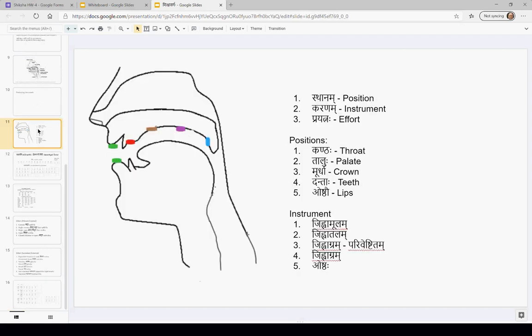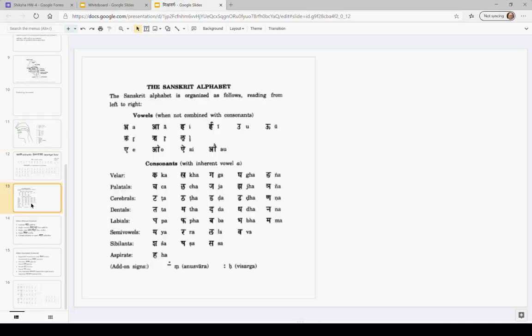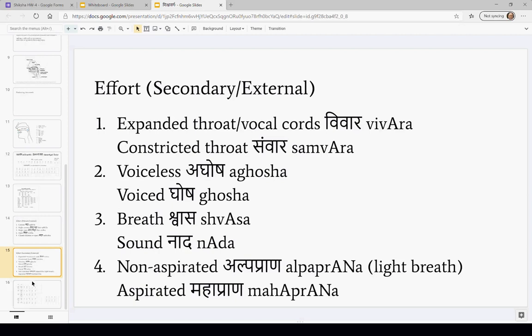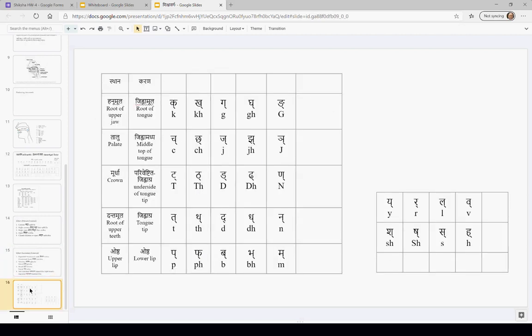Yeah, we can talk about any questions about these different positions, instruments, and efforts, and how these vowels and the consonants are put in different lines here. Some people had questions about the internal effort or the primary effort, and what these efforts are. Then we can also talk about these different sounds and probable equivalents in English.